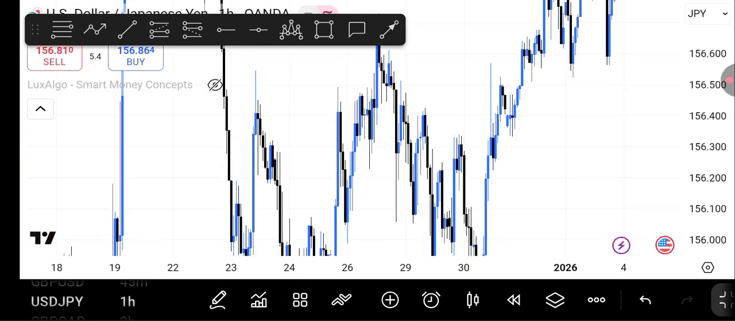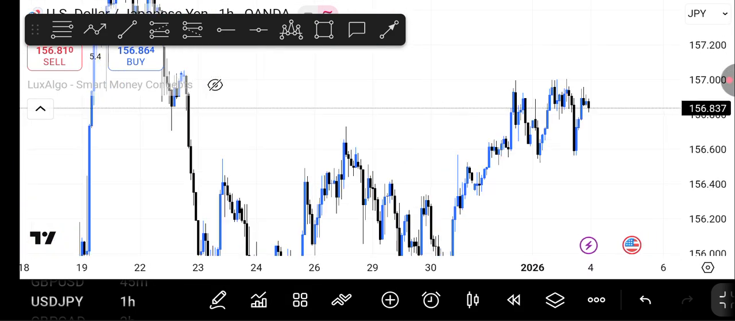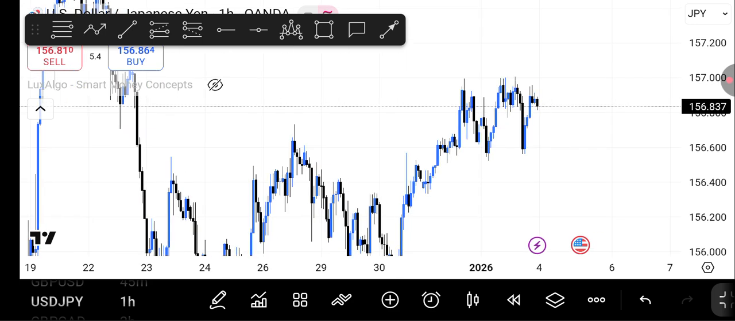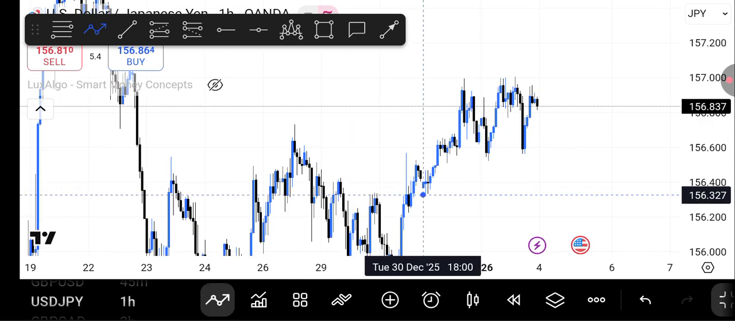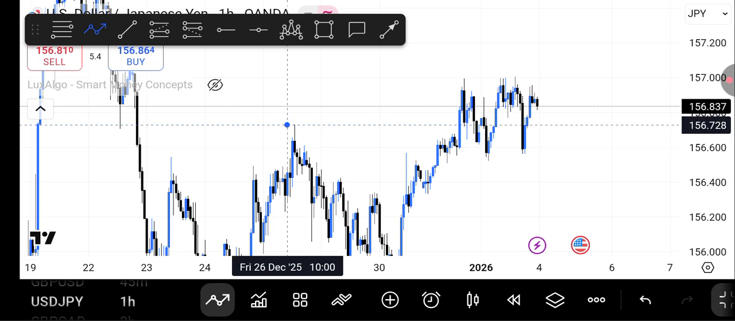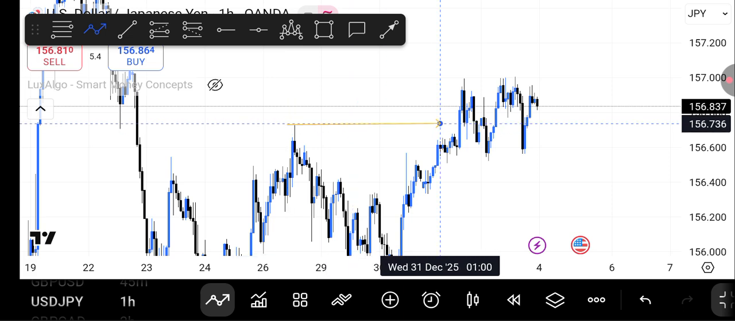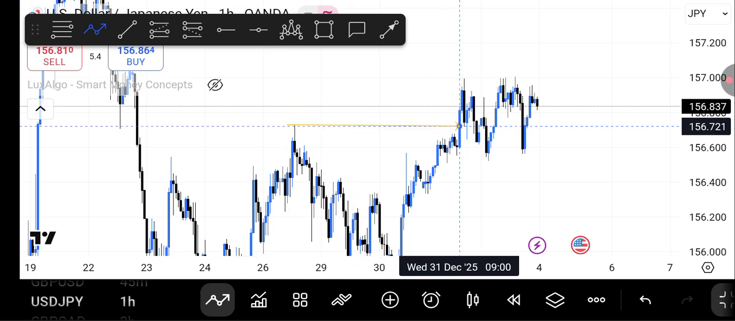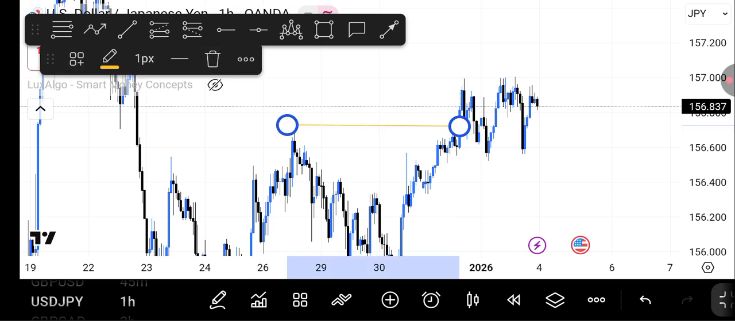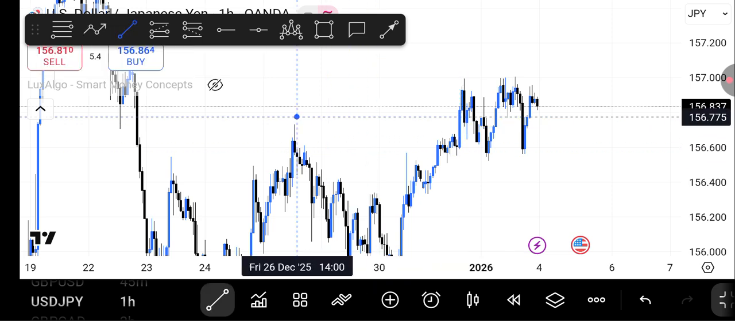From the 1 hour, I can't see anything clearer here. Price is not actually doing anything proper. You could see it going out. I could use this as a double break of structure here.